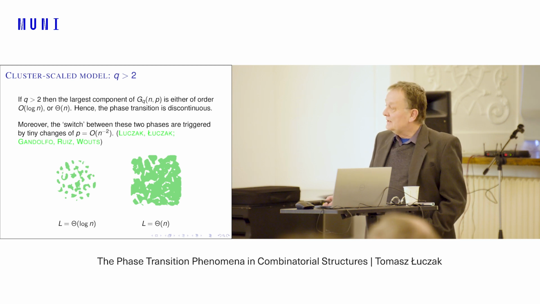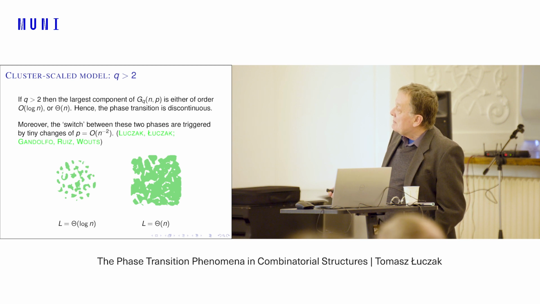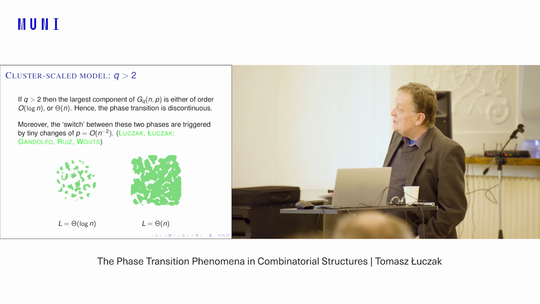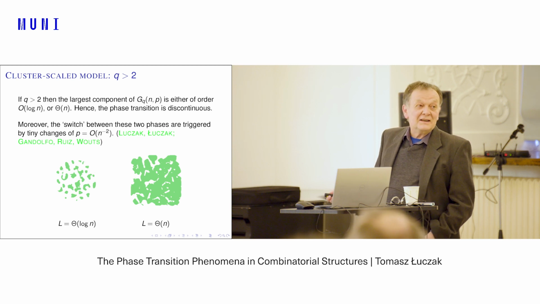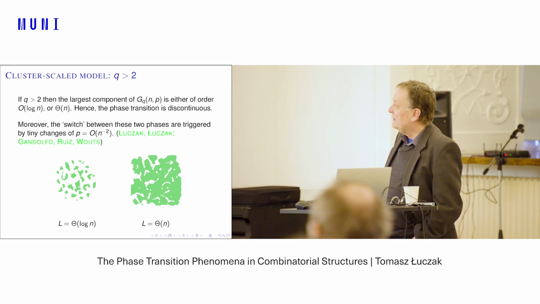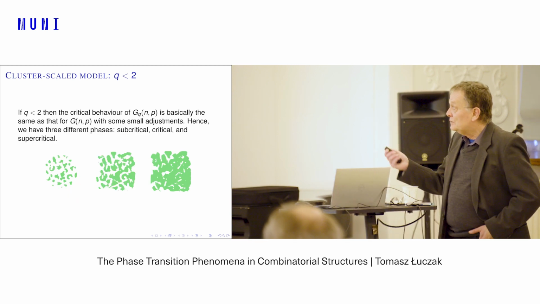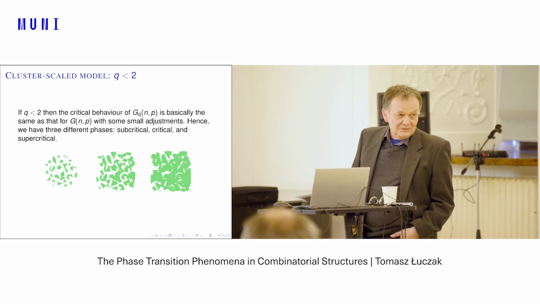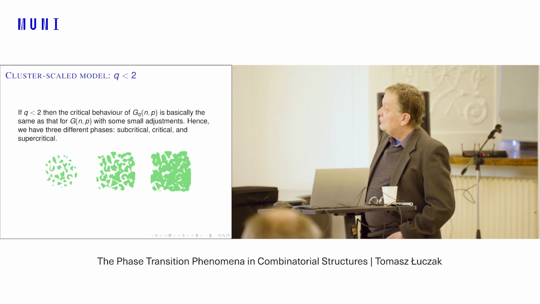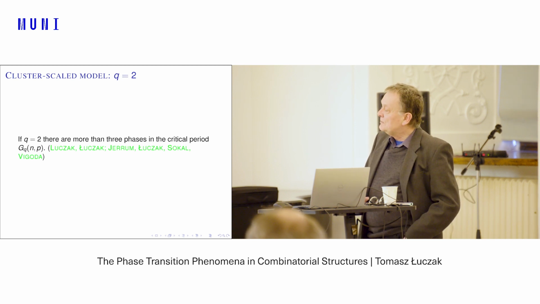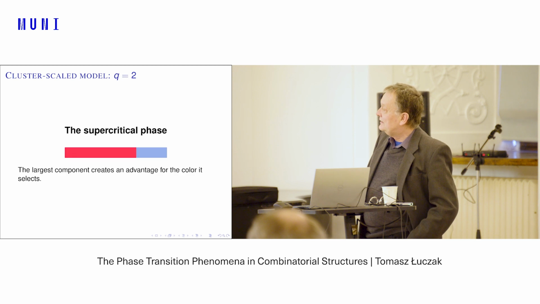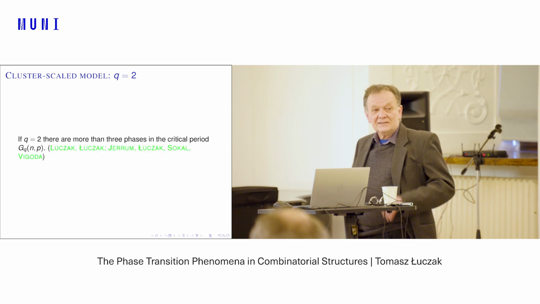And that's quite surprising. And what's more surprising is that to switch between these two phases, we need a really, really tiny change of P. This is really tiny. It's like switching a half of the edge. Okay, so when Q is smaller than 2, nothing interesting happens. So they are basically the same phases, and when Q is equal to 1. When Q is equal to 2, there is something which is sort of strange, because in this model, this is a sort of critical value for this model, there are more phases than there are 3.